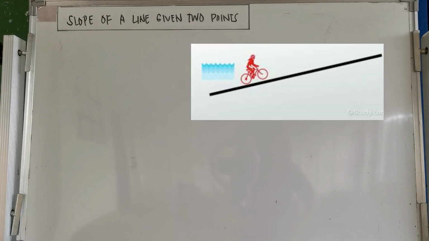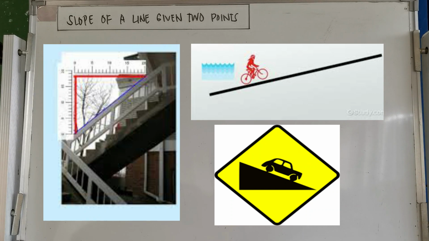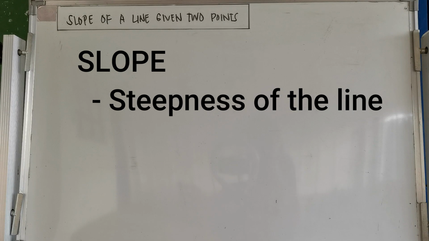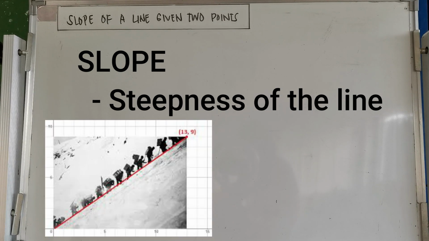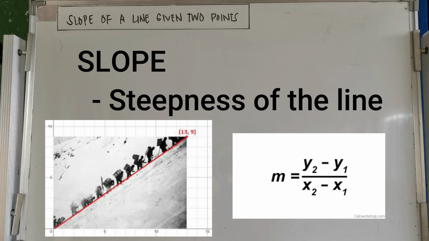For today's video, we will be focusing on finding the slope of a line given 2 points. So when we say slope, that means steepness of the line. And meron lang tayong susundin na formula, which is this one. So we have the given formula, m is equal to y sub 2 minus y sub 1 over x sub 2 minus x sub 1.